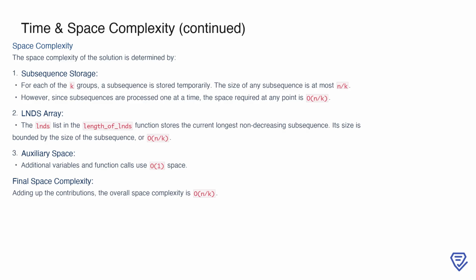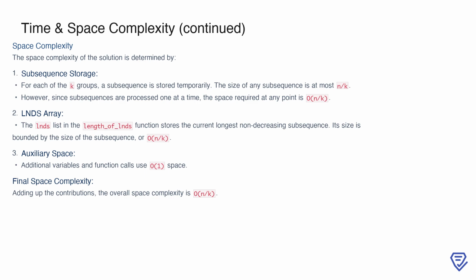Next, let's examine the space complexity of the solution. The space required is primarily determined by two factors. First, for each of the k groups, we temporarily store a subsequence for processing. The size of any single subsequence is at most n/k, and since we process subsequences one at a time, the space required for this storage at any given moment is O(n/k).